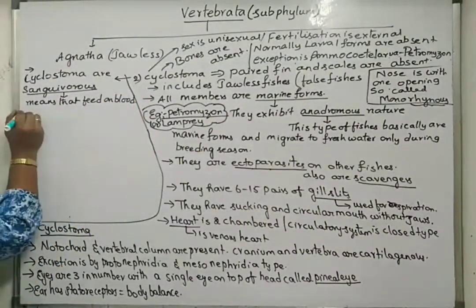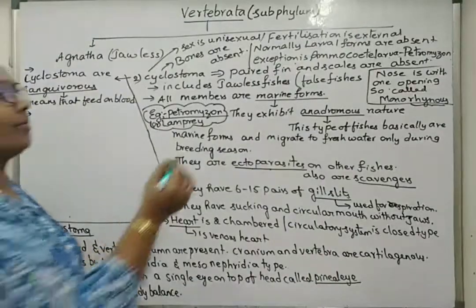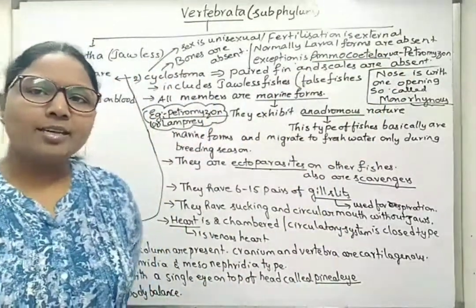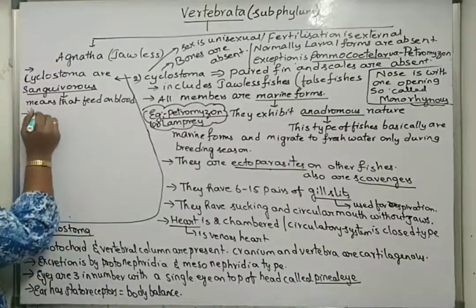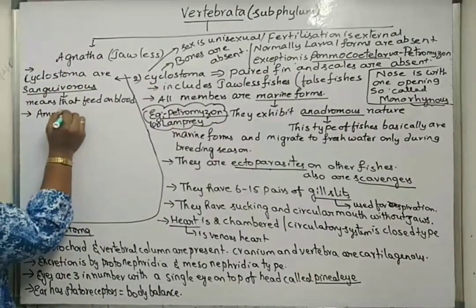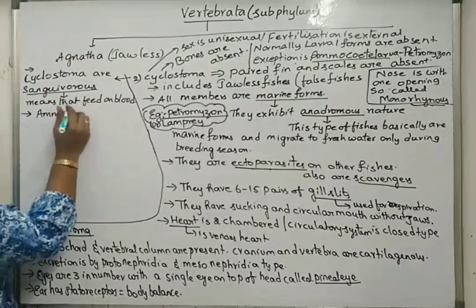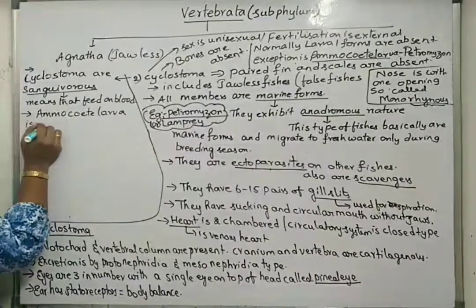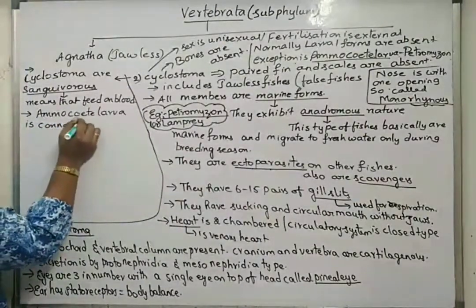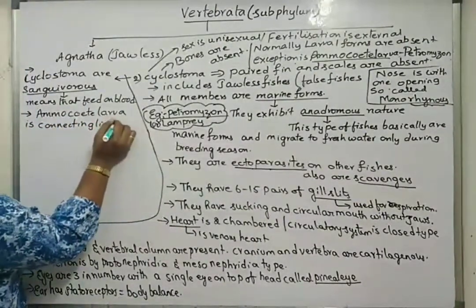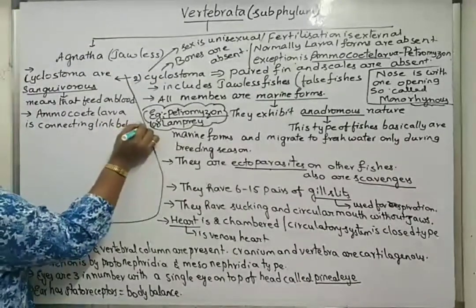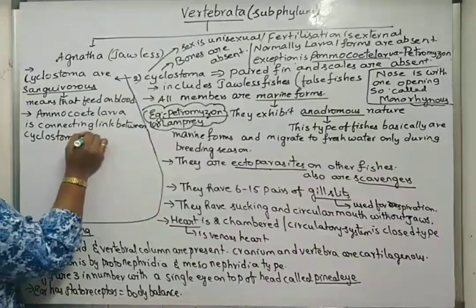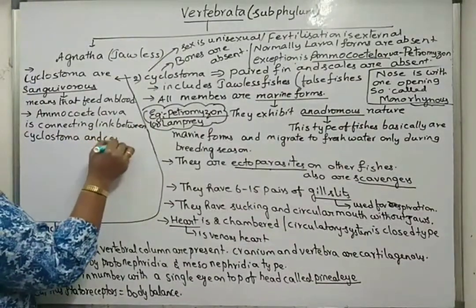Next, the larval form, the ammocyte type of larva, is considered as the connecting link between Cephalochordata and Cyclostoma. Ammocyte larva is the connecting link between Cyclostoma and Cephalochordata.